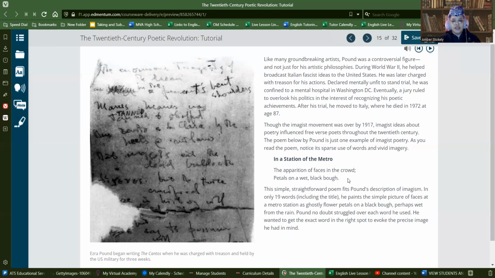If you've ever seen a thick branch with petals on it, if you've ever stared at it, maybe with your eyes unfocused, it can appear similar to faces in a crowd when you pass them. He wanted to get the exact word in the right spot to evoke the precise image he had in mind.